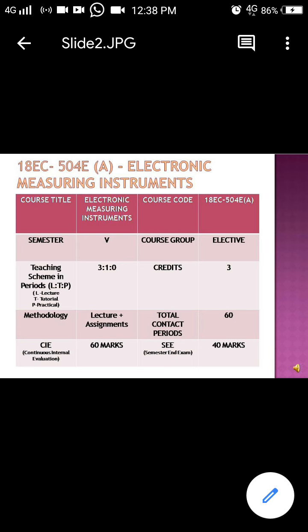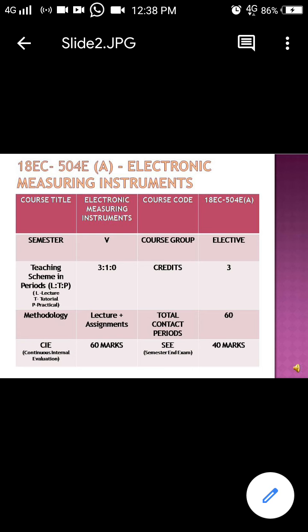Course group is elective. Teaching scheme in periods requires 3 lectures, 1 tutorial and 0 practicals per week. Credits: 3 credits. If you pass this subject, you can get 3 credits. Methodology: lecture plus assignments. Total contact periods: 60.